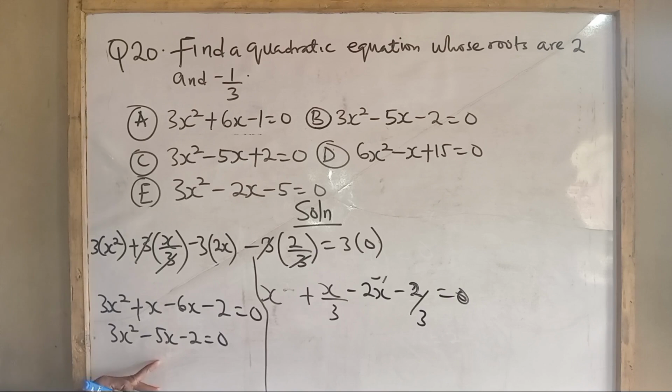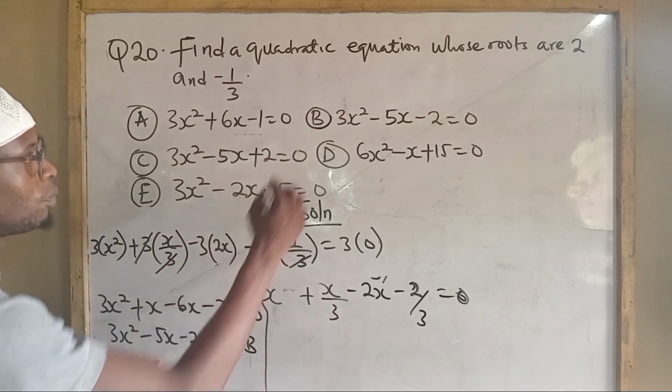So these are quadratic equation. So let's look at the option. The option here is simply option B. So option B is correct.